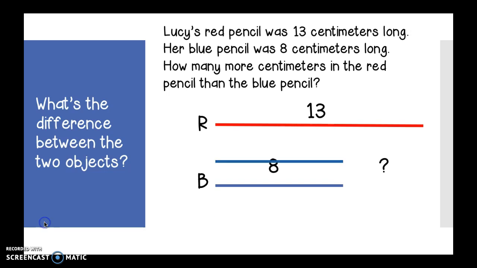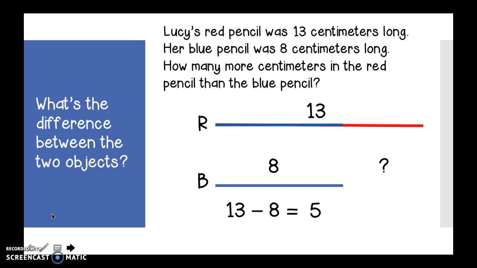Let's see. What if I took away or matched up the 8 centimeters that I had with the blue pencil? I could say 13 minus 8 equals. Whatever the answer would be after I subtracted 8 from 13, that would be how many centimeters more the red pencil is than the blue pencil. Let's see. 13, I'm going to put up 8 and count backwards. 13, 12, 11, 10, 9, 8, 7, 6, 5. So that means the answer is 5.